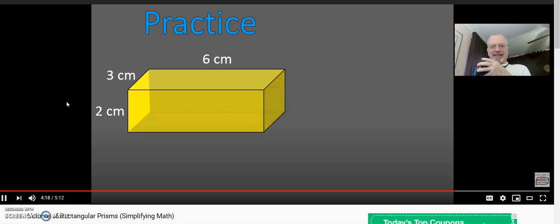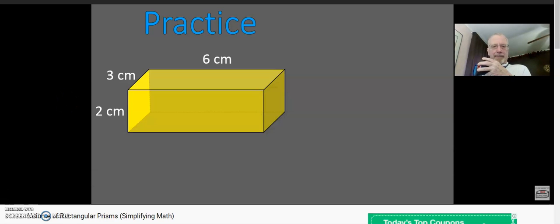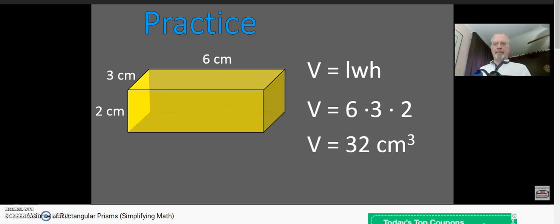This time I'm not giving you the equation. Go ahead and pause the recording and try and calculate the volume of this yellow rectangular prism. And you're back. Here's the equation. Length times width times height. 6 times 3 times 2. Do you get 32 cubic centimeters? I hope not, because that answer's wrong.